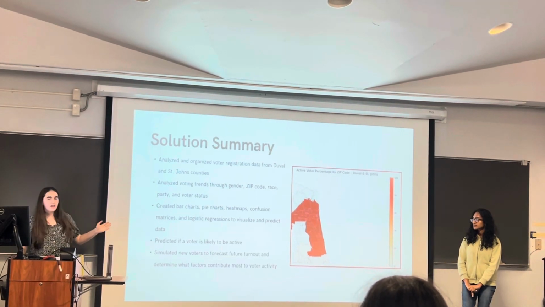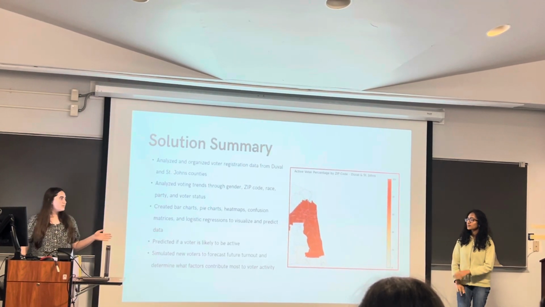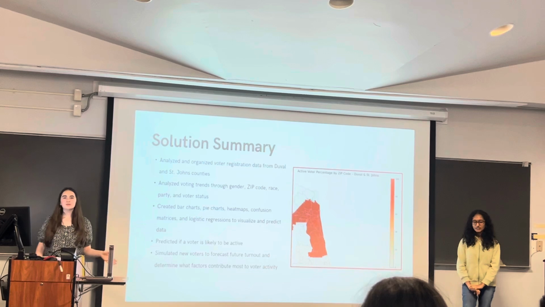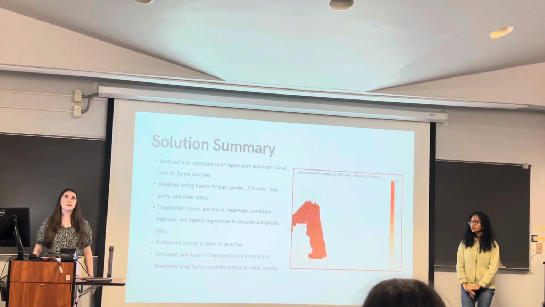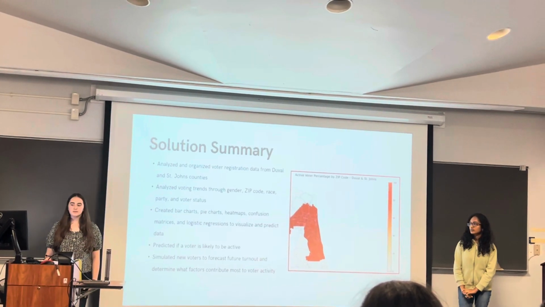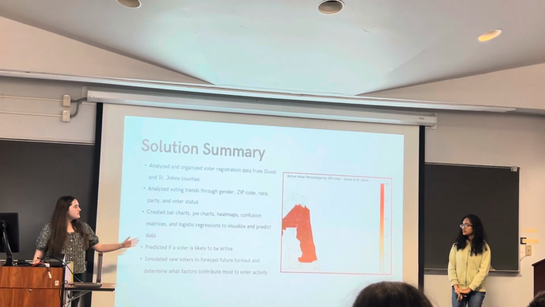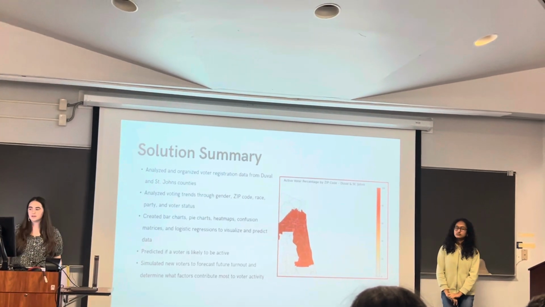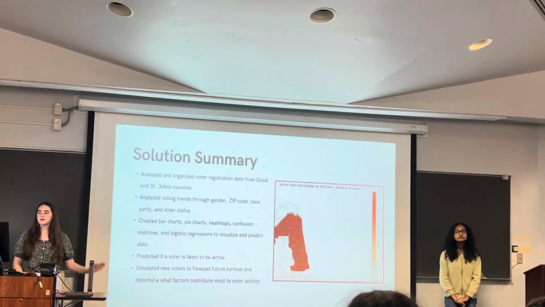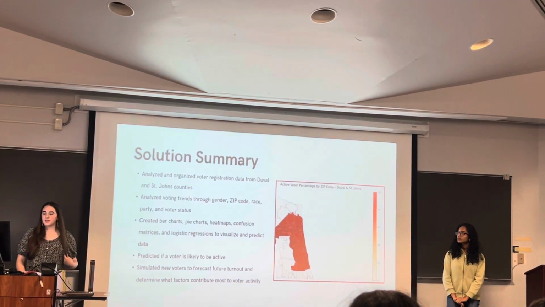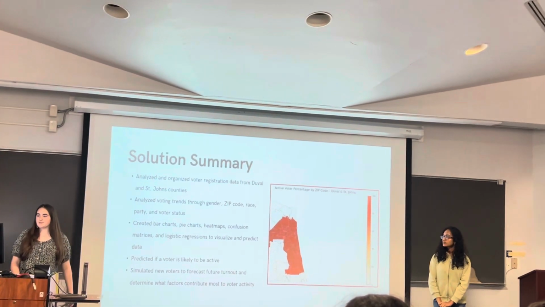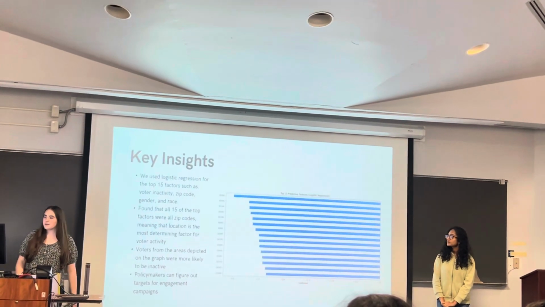So right here we have a choropleth map, which is like a heat map. We did this by downloading geographic data from the website and then using our data with GeoPandas to make a heat distribution map based on activity of voting through zip code. And then, I'm going to skip a few slides here, but I'll come back to them.